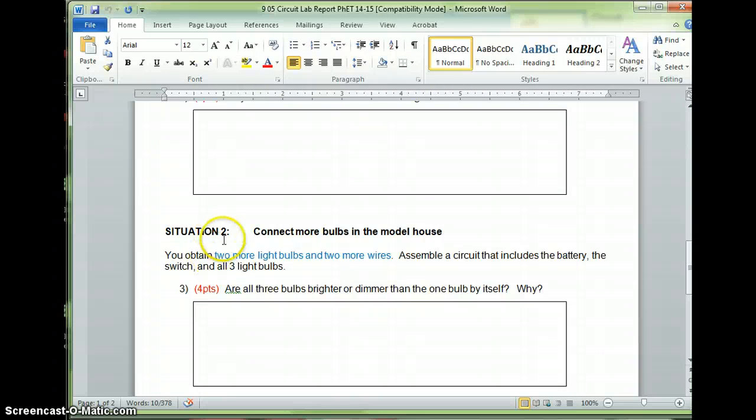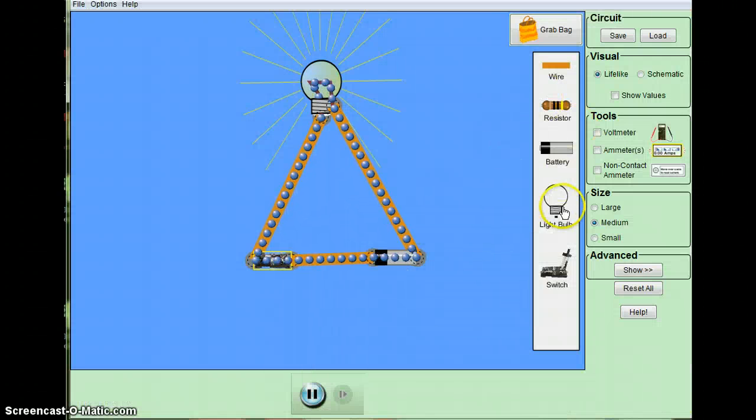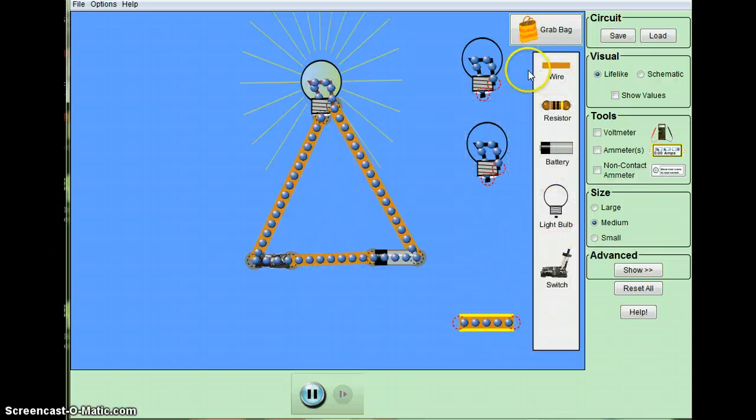Okay, now I'm going to look at what the second situation is. So I'm going to scroll down to situation 2. It says you obtain 2 more light bulbs and 2 more wires. Assemble the circuit that includes the battery, the switch, and the 3 light bulbs. So 2 more light bulbs and 2 more wires.